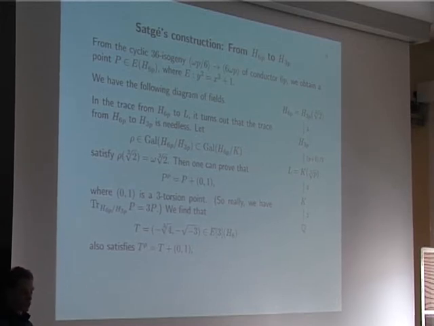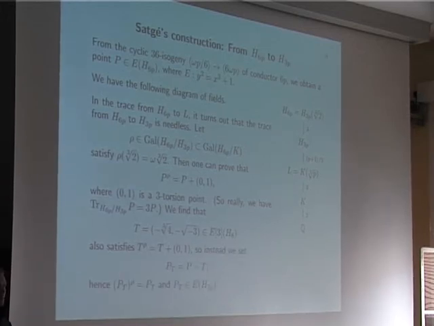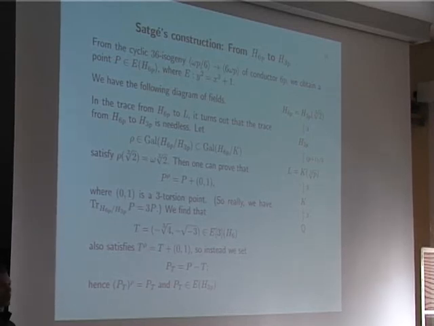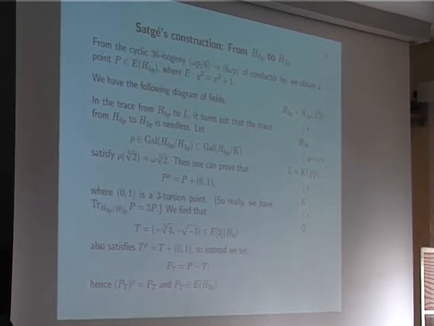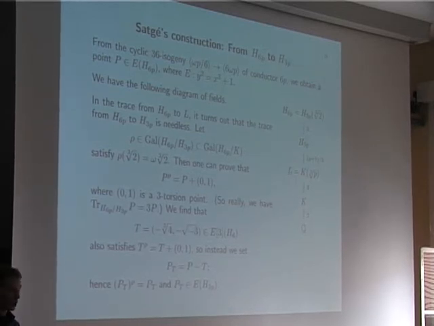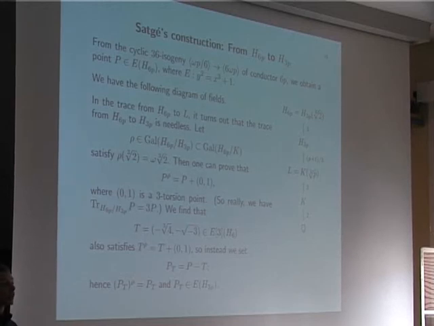So if you put these together and you consider instead P minus T, and you look at how the Galois group acts, well, it'll act on P by adding 0, 1, and then it'll act on T by subtracting 0, 1. So that means that P minus T is fixed by rho, and that means it automatically descends from H6P to H3P.